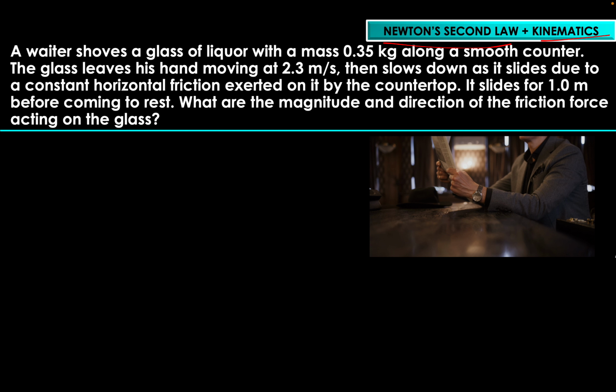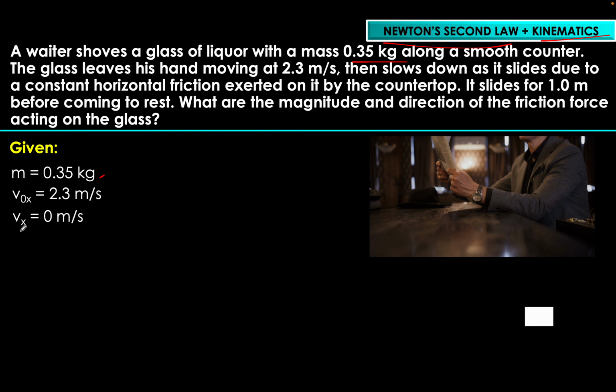So let's analyze the problem. Let's start first by writing down the given. It says here that the mass of the liquor that we're dealing with is 0.35 kilograms. And here, we're representing it with a box because we're doing a free body diagram to understand the scenario better. The initial horizontal velocity, or v sub 0x, is 2.3 meters per second, meaning when it left the hand of the waiter, this is the speed at which it was initially moving. And the final horizontal velocity of this glass should be 0 meters per second because, as you can see, after moving for some time, it comes to rest.